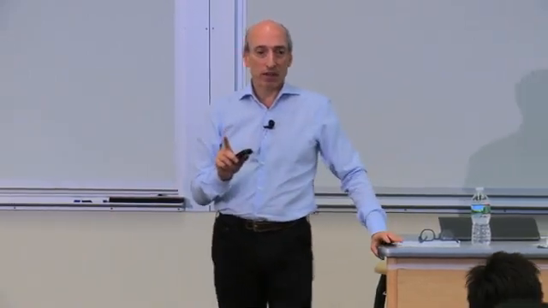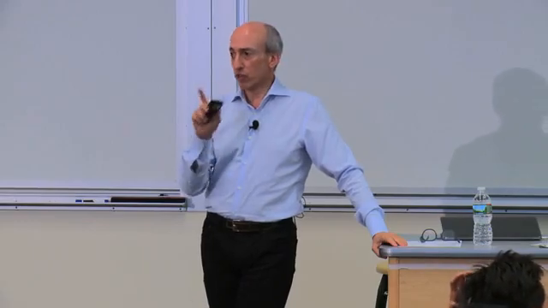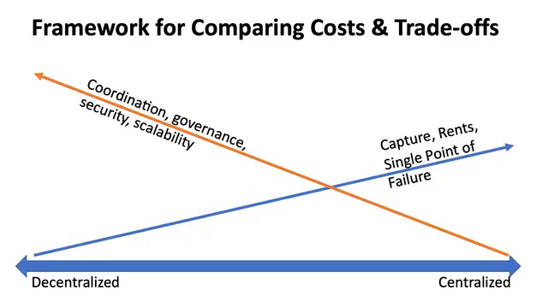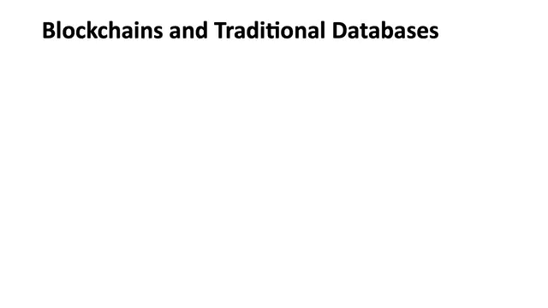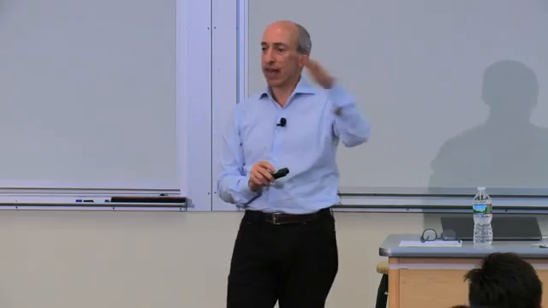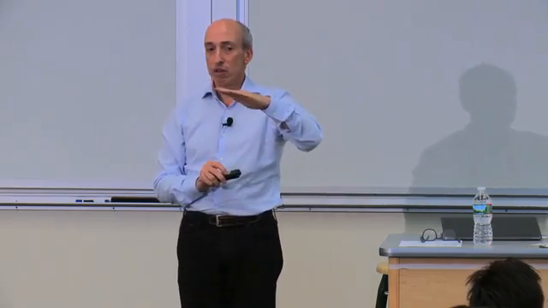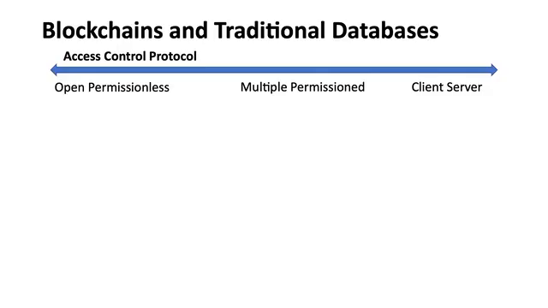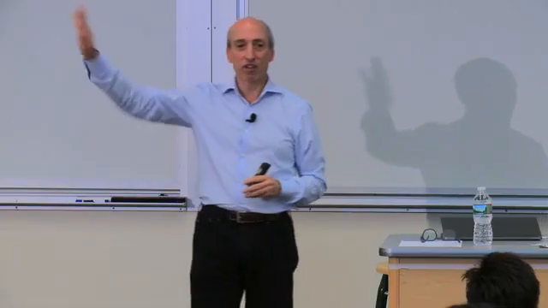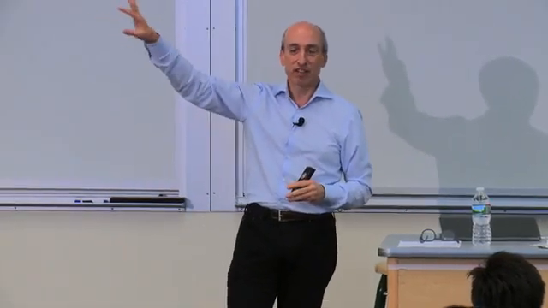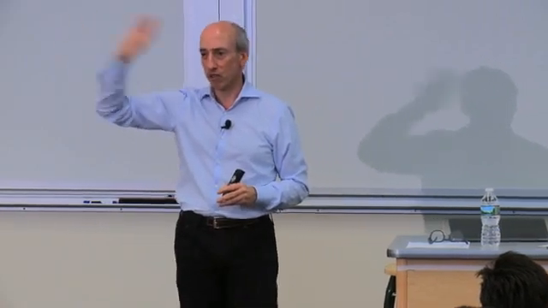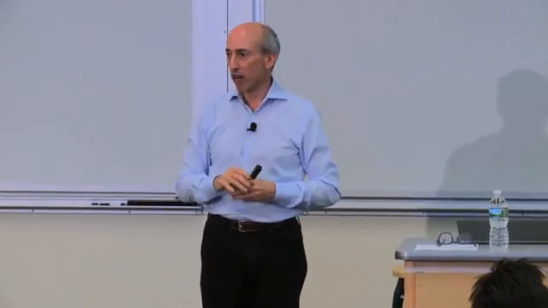So we talked about, this was what we talked about earlier, the trade-offs of costs. Let me try another one, which is going to be my shot at blockchains and traditional databases. So one is access control. Who has access to the ledger? Who has access, if I might, to the data? 3 different types of approaches we talked about: open permissionless, multiple permissioned, and client-server. I'm using the word client-server just to say traditional database. You can use other words, but I'm just trying to say 3 different types of data structures.